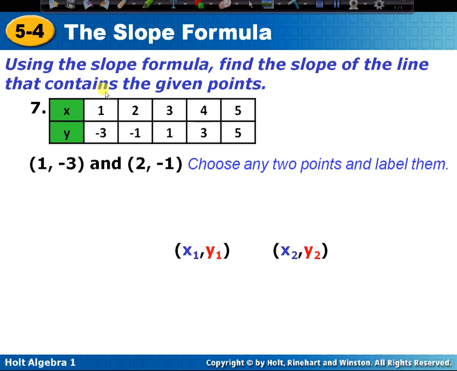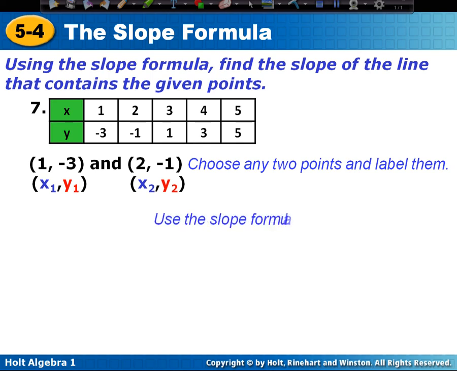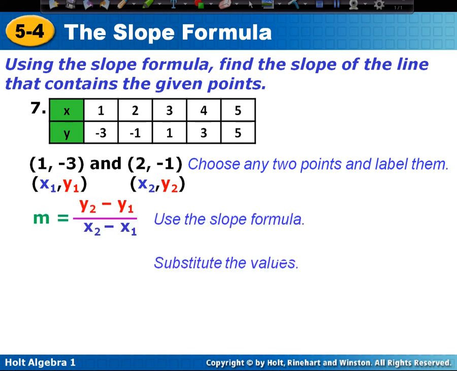Here I'm going to pick the 1 and -3 from right here, and the 2 and the -1 from right here, and I'm going to go ahead and label those x1, y1, x2, y2. Then I'm going to use that slope formula and plug in my points. -1 minus -3 over 2 minus 1. Again, these 2 negatives right here are going to turn into a positive plus. And I end up with 2 over 1, which is just 2. So my slope here is 2.